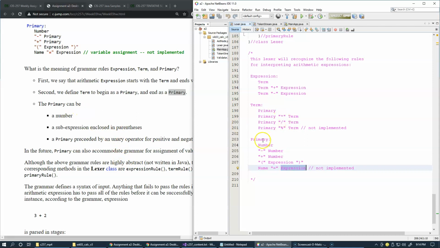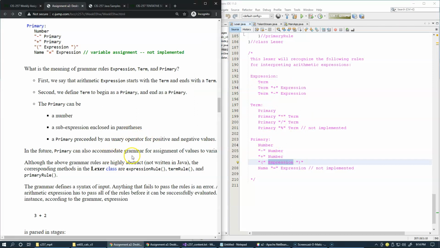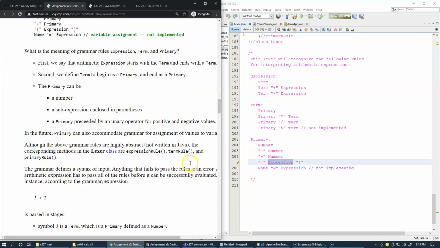So this is the idea of the primary rule. And of course, you can see that it all comes down here to term being defined as primary, and then the primary is defined as a number, minus number, plus number, or parentheses that enclose another construct that starts right at the top and again follows all these rules. So in the future, the primary can accommodate a grammar for assignment, as I mentioned.